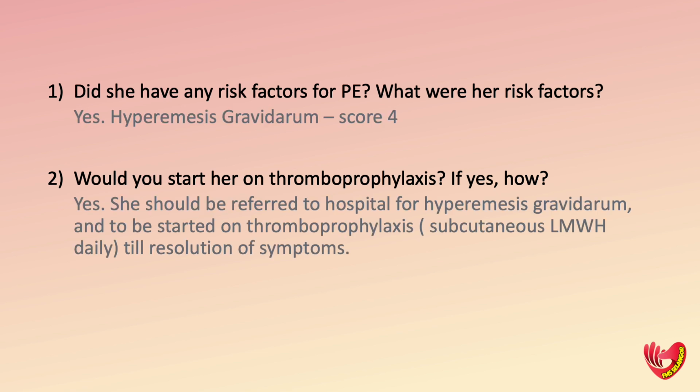Now, let's look at the answer. This patient had hyperemesis gravidarum, and this carries VTE risk score of 4. With this score, she should be referred to hospital for hyperemesis gravidarum management and to be started on pharmacological thromboprophylaxis, daily subcutaneous low molecular weight heparin until resolution of symptoms. Unfortunately for this patient, VTE thromboprophylaxis was not given as indicated. She collapsed at home and it was later found that she had pulmonary embolism.